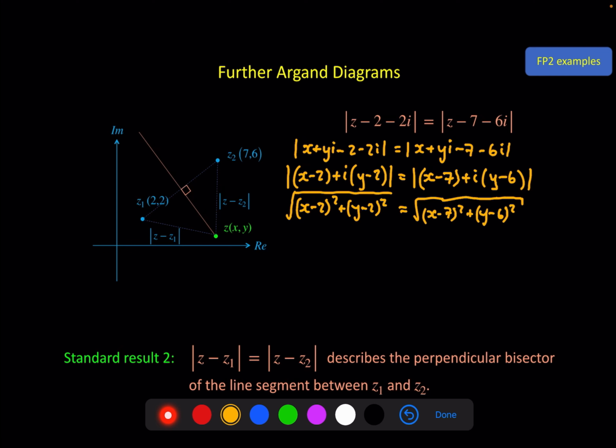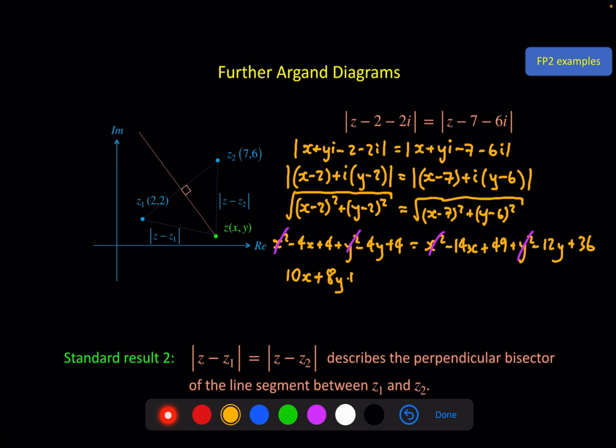Now, as I square both sides to get rid of the square roots, I'm also going to open up all those brackets. So we get x squared minus 4x plus 4 plus y squared minus 4y plus 4 equals x squared minus 14x plus 49 plus y squared minus 12y plus 36. You can see we're going to get a straight line out of this because the x squareds cancel and the y squareds cancel. Now all we need to do is put this line equation into a familiar format, which will give us, in this case, 10x plus 8y plus 77 equals 0.